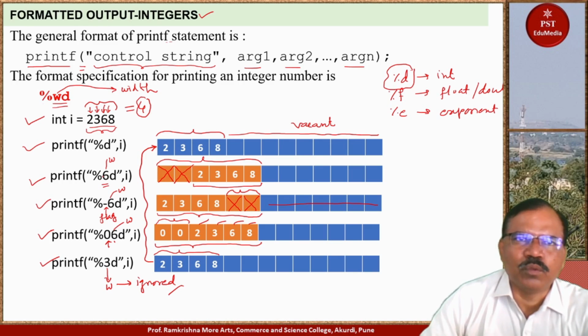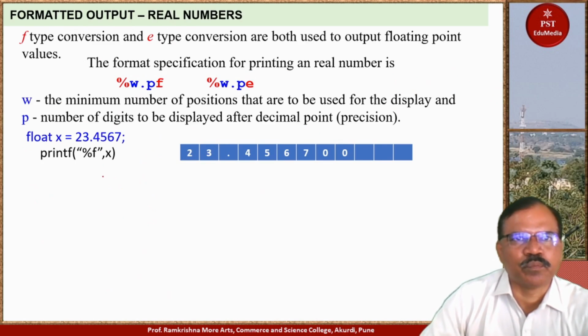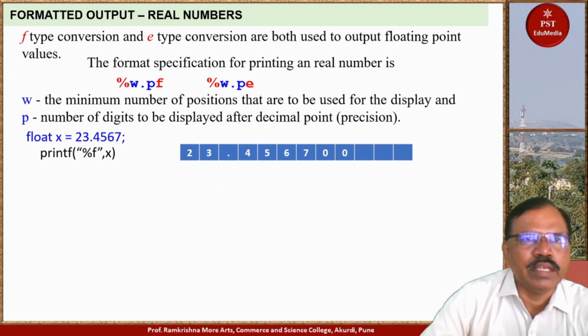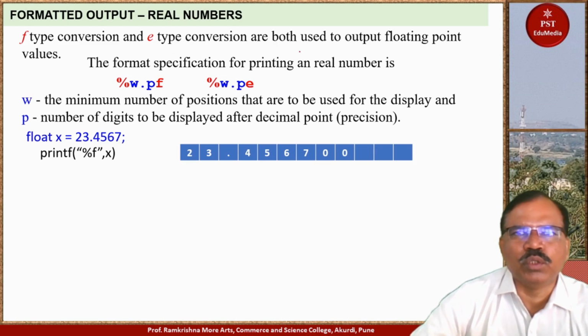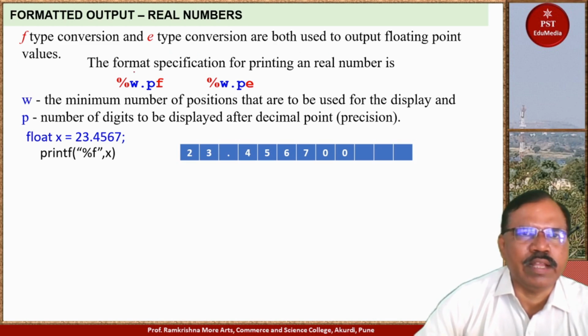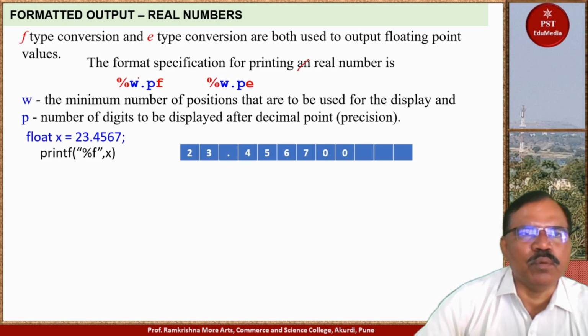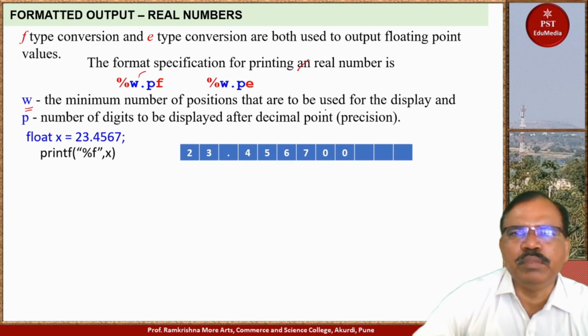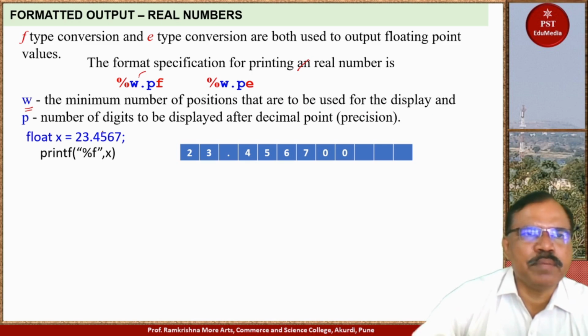Similarly, you can format output for floating point numbers, or real numbers, also. We know F type conversion and E type conversion are both used to output floating point values. The format specification for printing a real number is %w.pf or %w.pe. What is w? w is the minimum number of positions to be used for the display, and p is the number of digits to be displayed after the decimal point. That is also called precision.